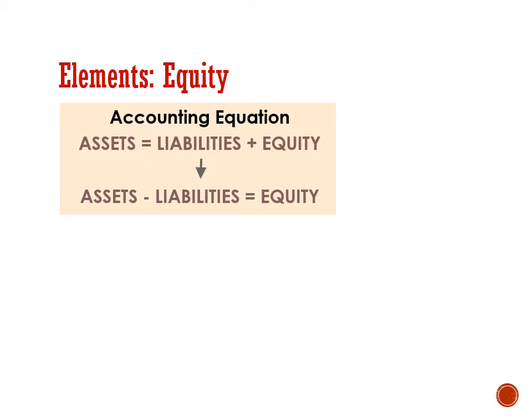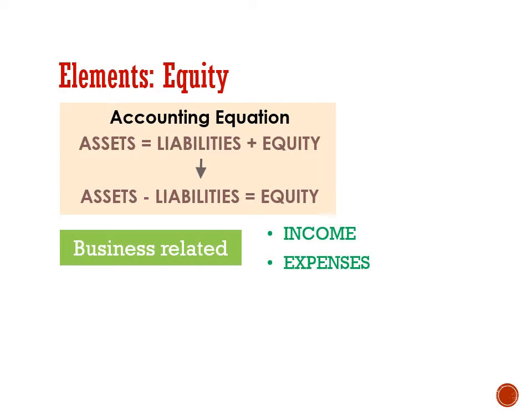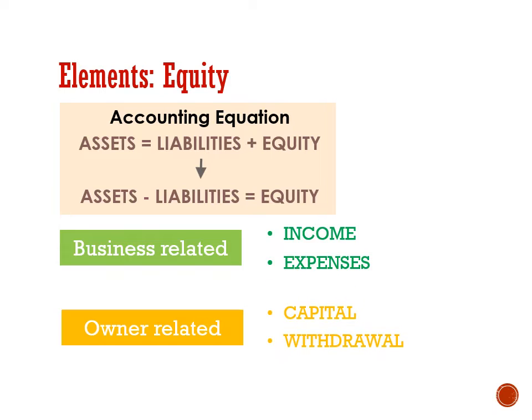Like I mentioned earlier, equity is made out of 4 other sub-elements. Income and expenses, representing the transactions between the business entity and external parties like customers and suppliers of goods, and also transactions within the business itself, like with its own employees, such as when salary is paid. While capital and withdrawal represents the transactions between owner of the business and the business entity.